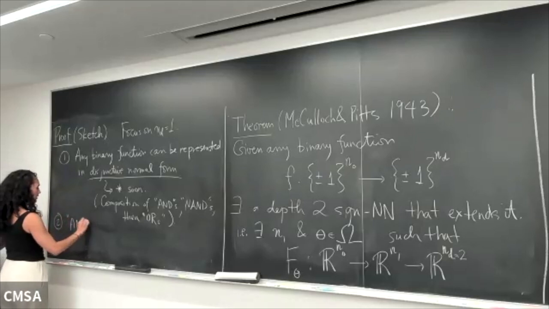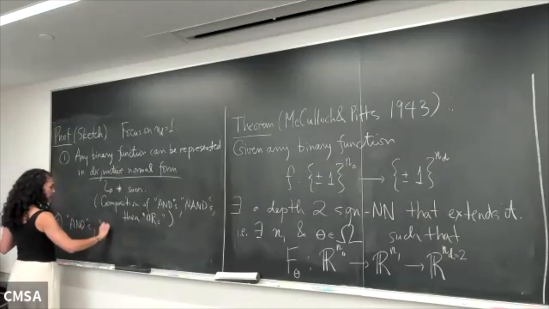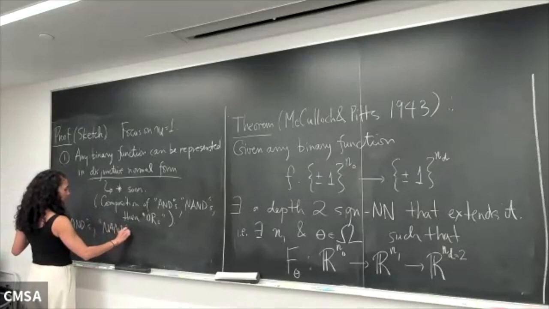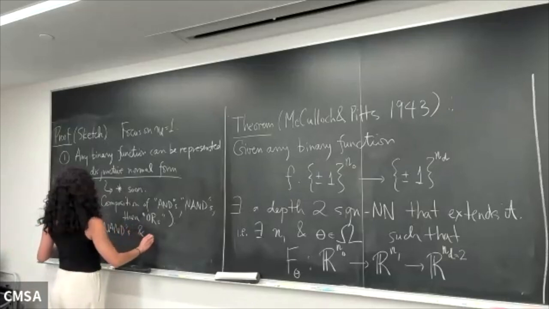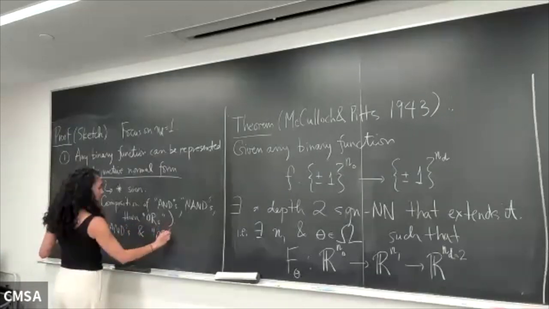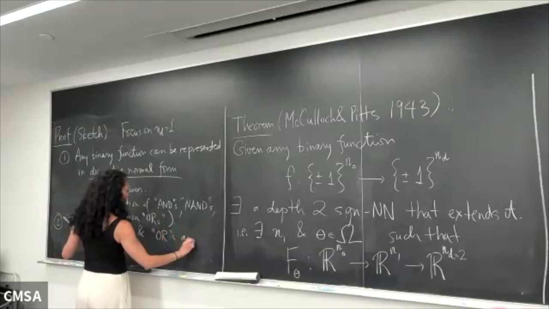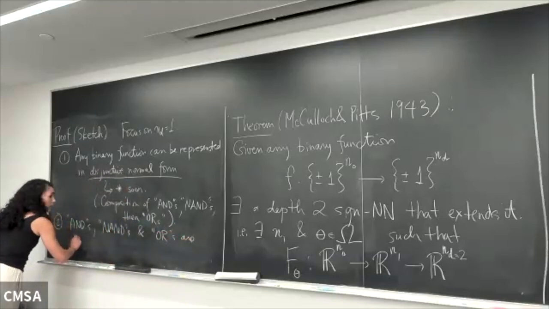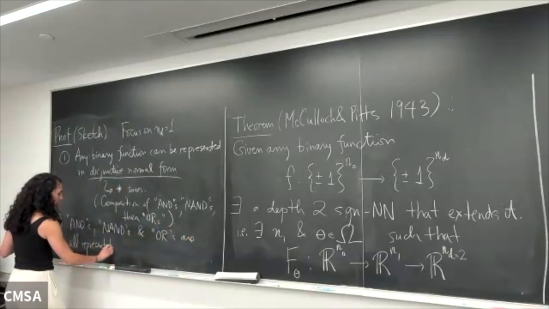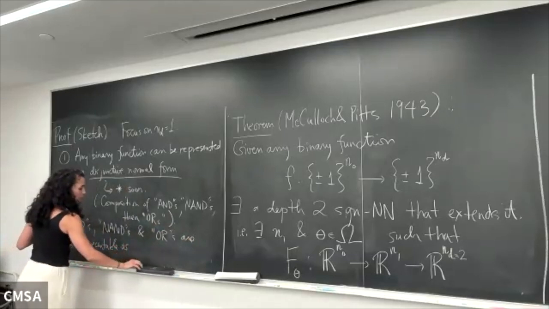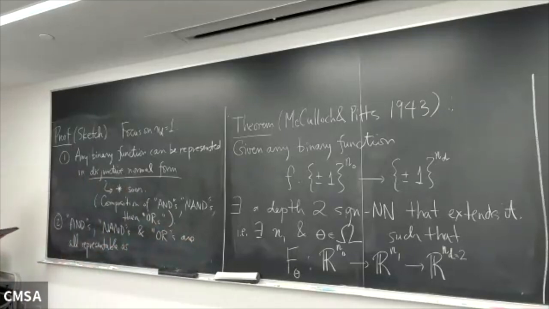So ands, not ands, and ors are all representable as single layer sign neural networks.